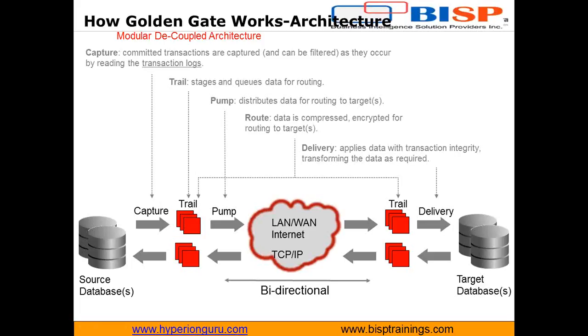Basically, Goldengate is an ETL tool. ETL stands for extract, transform, and load. The extract process extracts the data from the source database. The data pump process sends the data over the TCP/IP network, and the delivery process, also known as the replicate process, replicates the data. So whenever we refer to extract, it is the capture process. Whenever we refer to data pump, it is always the pump process, and whenever we refer to replicate, it is always the delivery process.